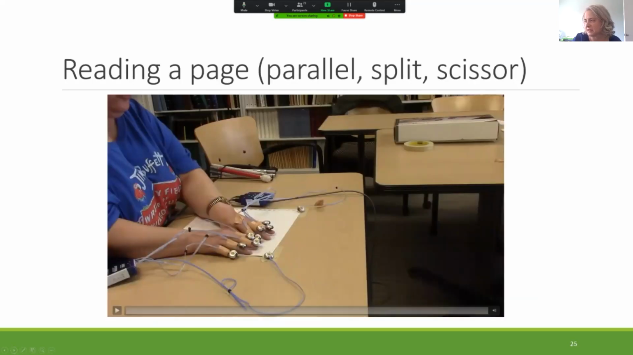So this is just an example of an adult reader. Once again, this adult is using a combination of parallel, split, and scissors as their methods.